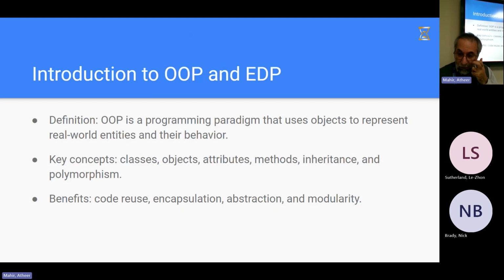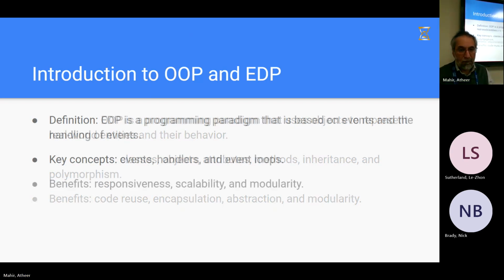Now, do we need to know these things? Yes, we need to know these things, but not that deeply. We just need what we need to build our solution later. Benefits: code reuse, so I can reuse it again. Encapsulation, abstraction, and modularity. Okay, how I put my code in modules.